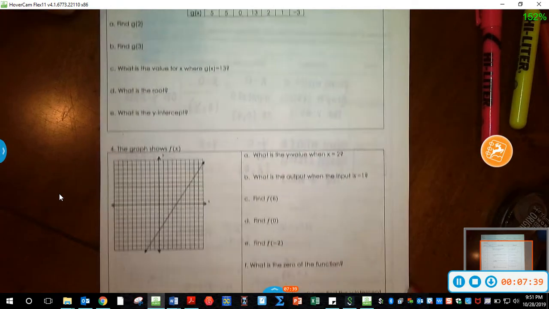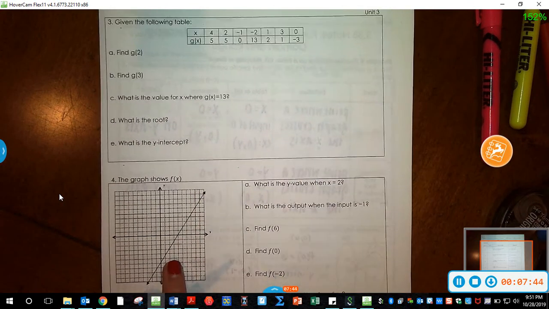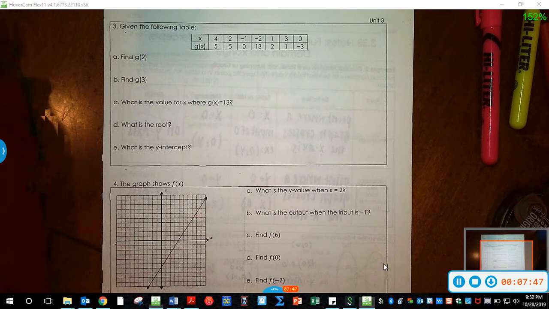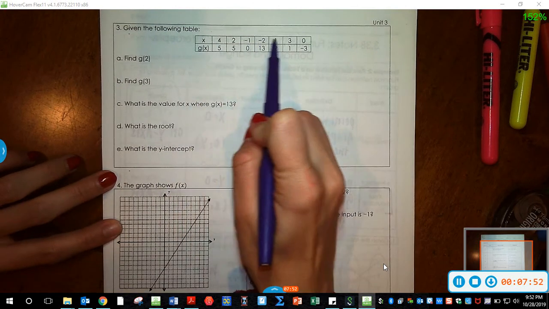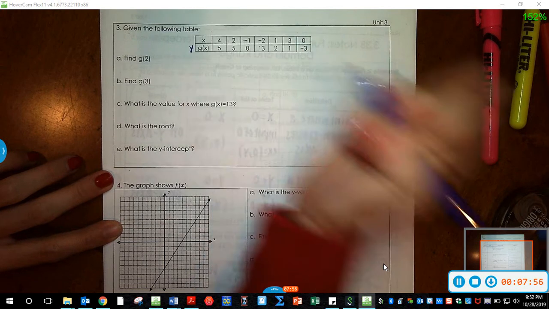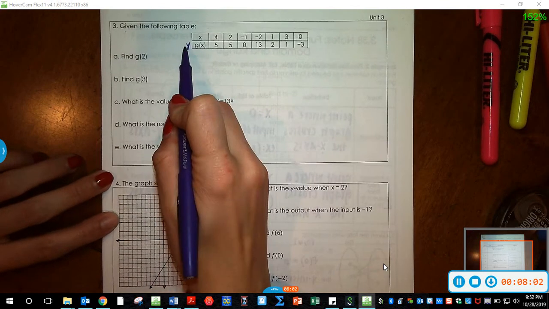Let's try two more. One from a table, one from a graph. So now if we're looking at our table, these are our x values. These are our g of x, or also known as our y values. These are the same thing. This is just now function form. This is just our y value.